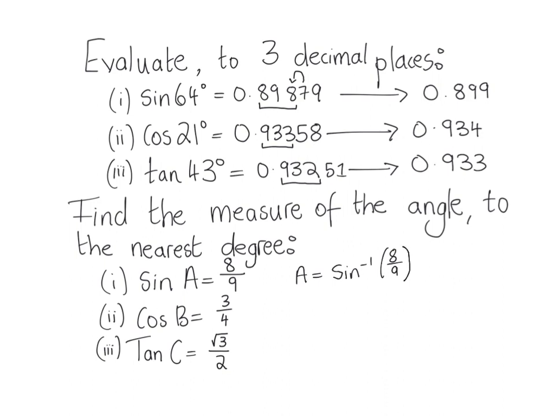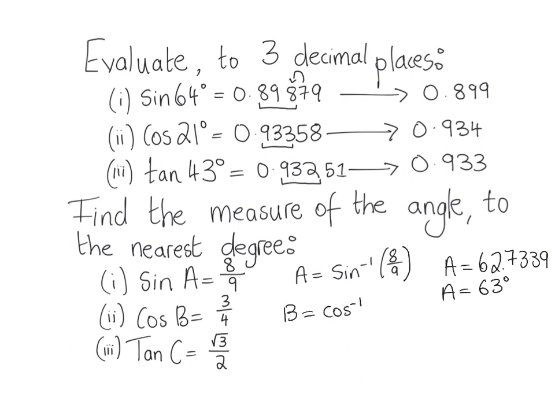Then you just need to put that into your calculator, so you press the shift if it is a Casio or the second function when it is a Sharp, and type sine and then just write in what we have, which is 8 over 9. When you type that into your calculator, you're going to get 62.7339. Now, they want that correct to the nearest degree, so it's going to be A is equal to 63 degrees.